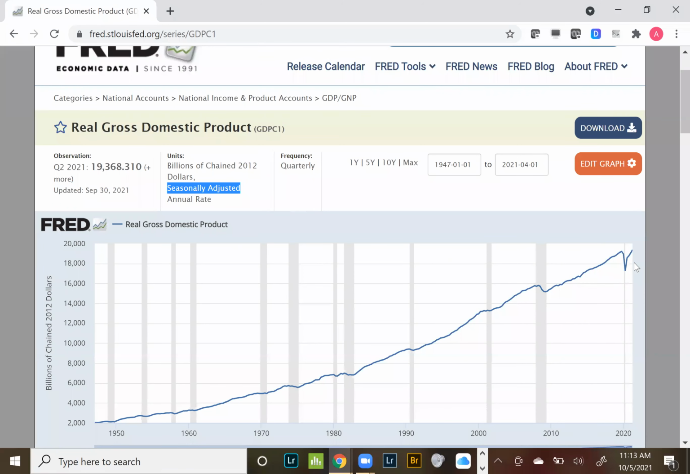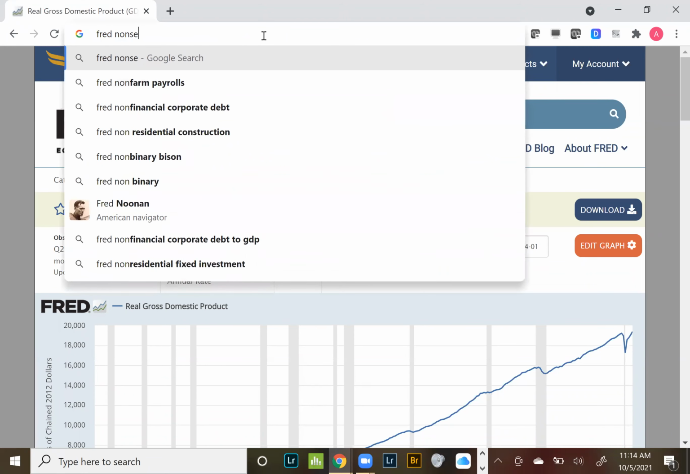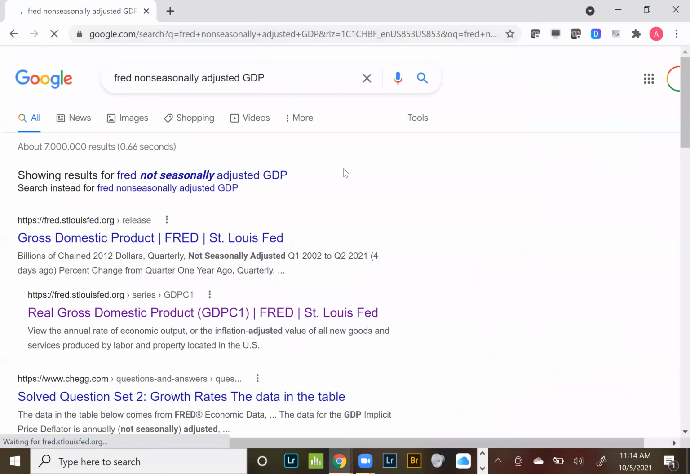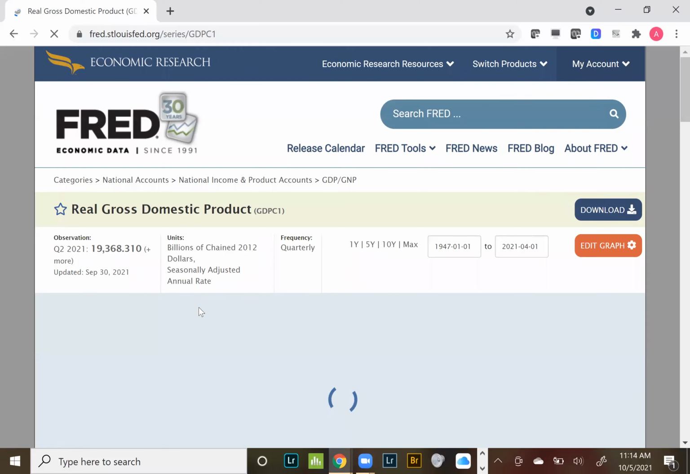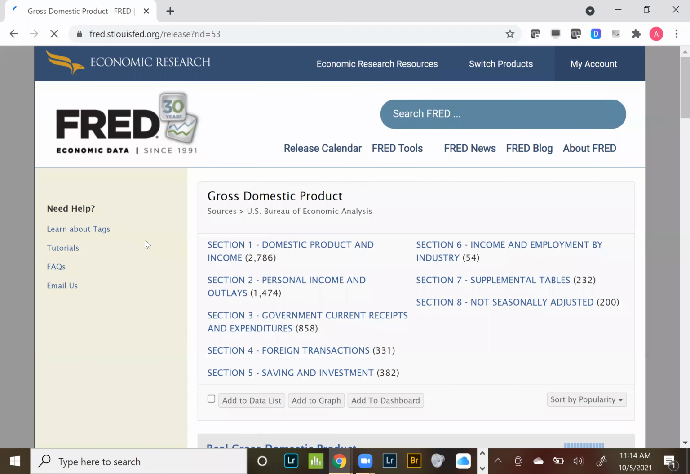Sorry about that, everyone. Okay, so not seasonally adjusted. Oh, I grabbed the wrong one. Would be the actual numbers.